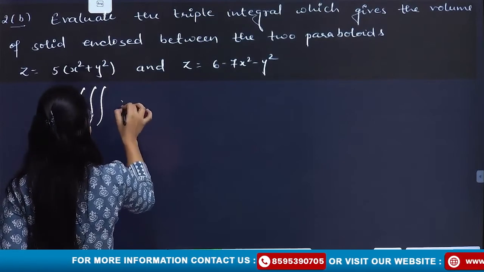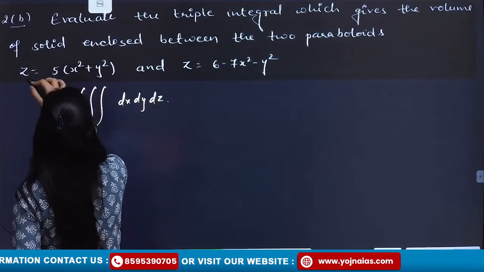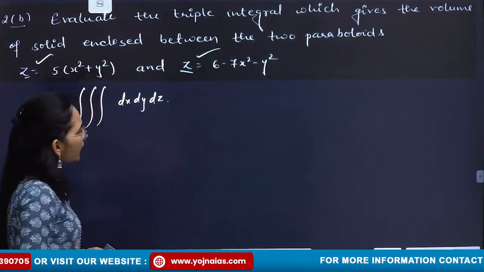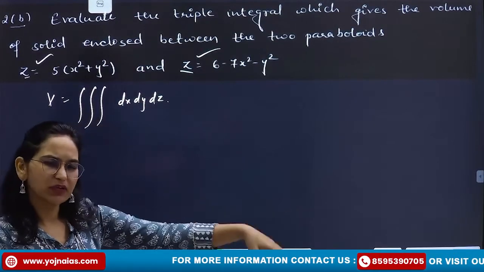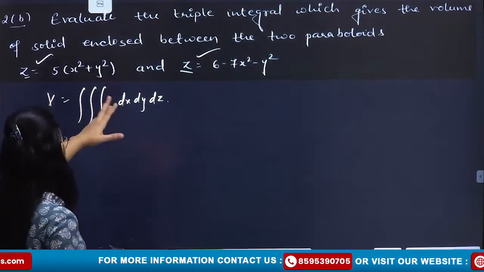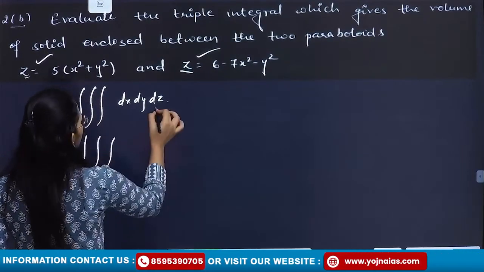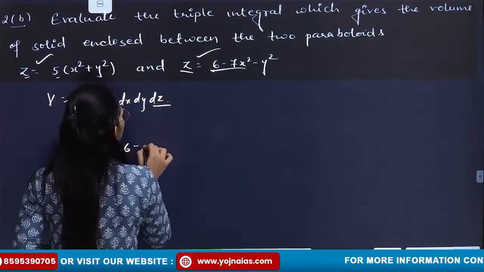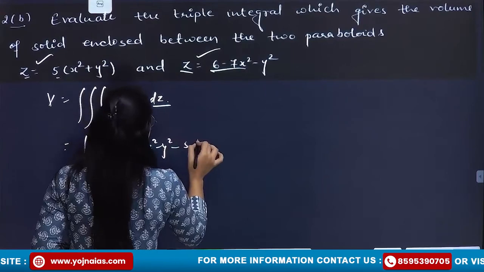dx dy dz. They have given us z, that z changes from here to here. So we have the change in z now. What is the change in z? One z minus the other z. So you can subtract both of them, the values of z, so you can subtract this minus 1, 5x square.